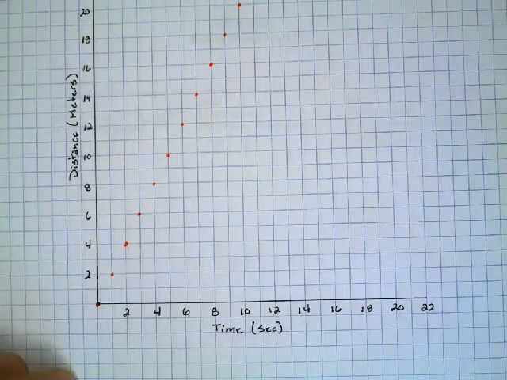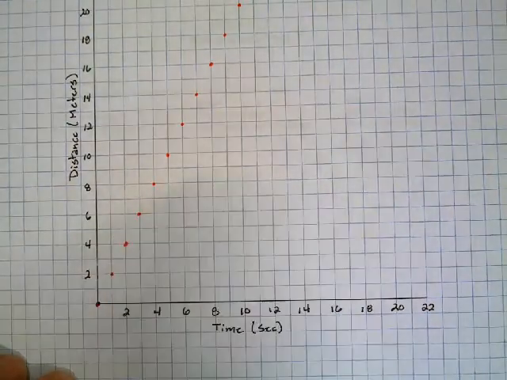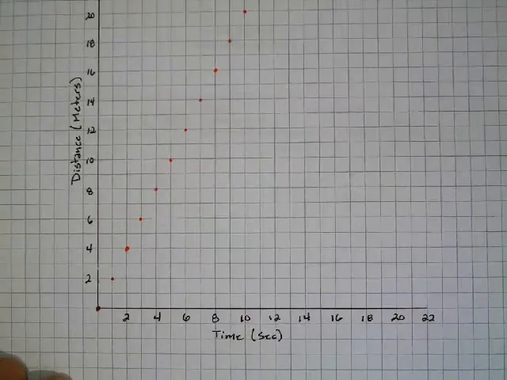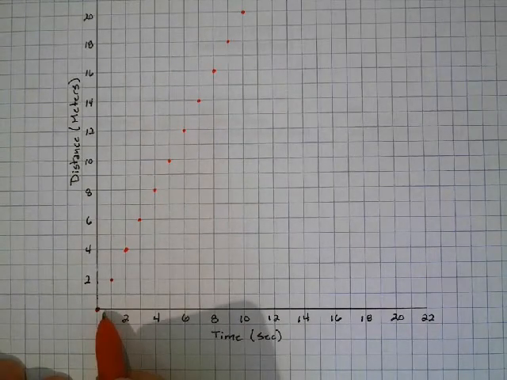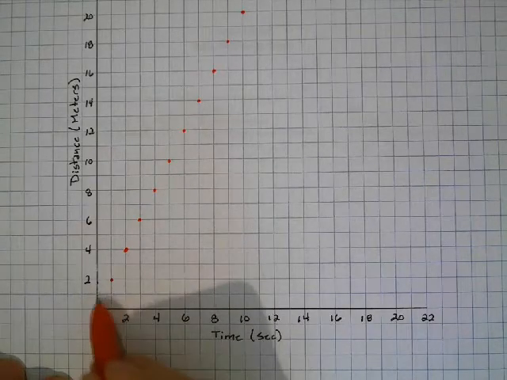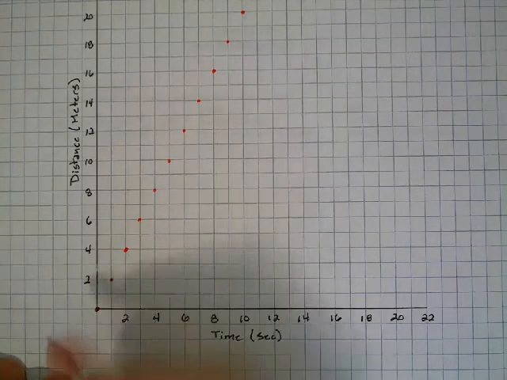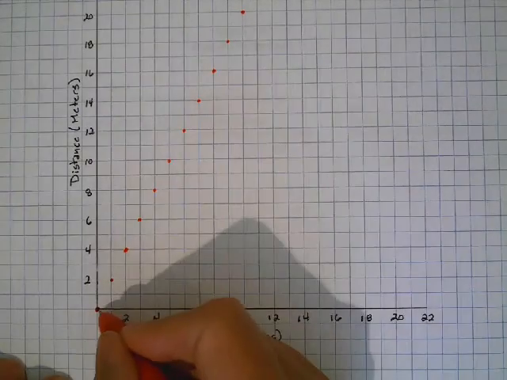Now we have to ask ourselves, should we leave this as a discrete graph? Now a discrete graph would indicate that she's not allowed to have like half-second intervals. So at half seconds, she wouldn't be at any meter mark. Now a discrete graph like this would indicate that she is teleporting.